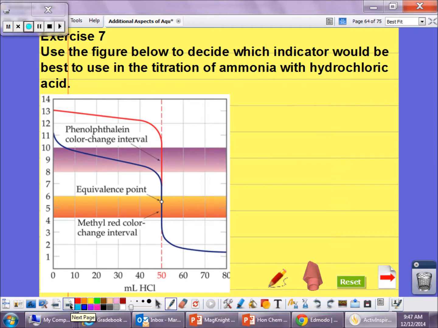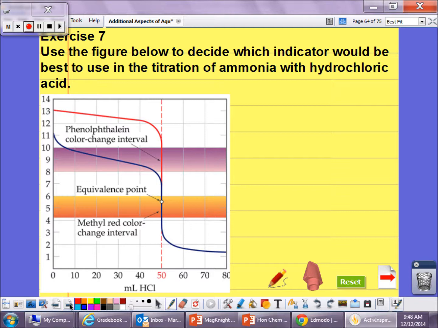Okay, I have 2 more problems, but because of the video length, can I just tell you what they're about without solving them? I will just tell you in 2 minutes. Use the figure below to decide which indicator would be best to use in the titration of ammonia and hydrochloric acid. Ammonia, weak base. Hydrochloric acid, strong acid. Weak base, strong acid will give me a basic salt.